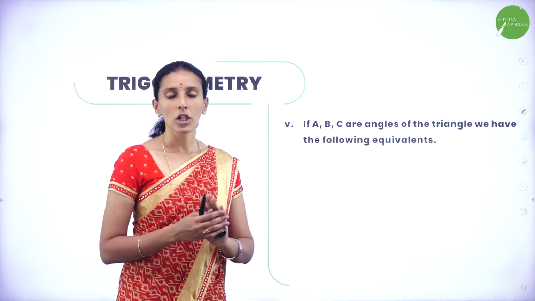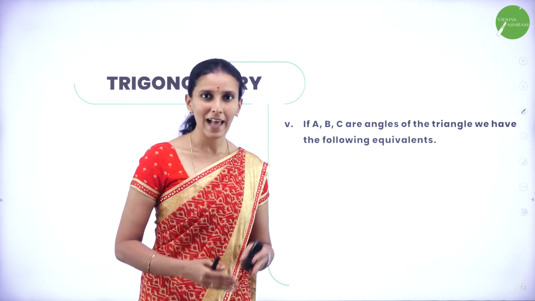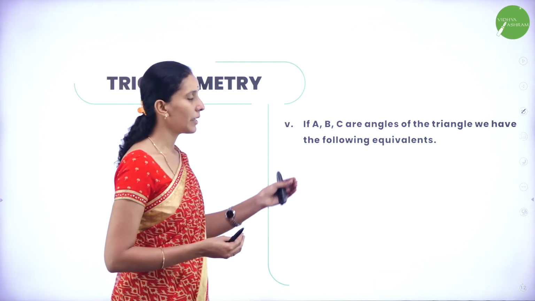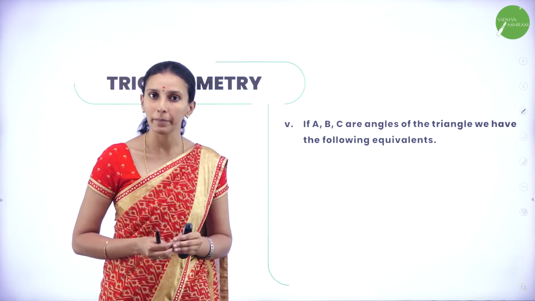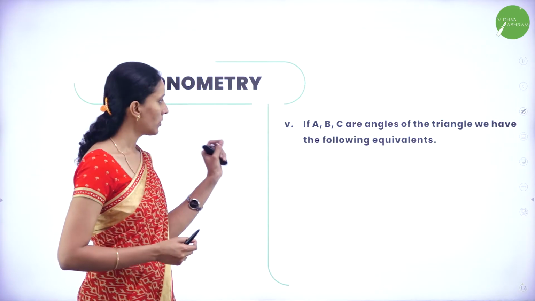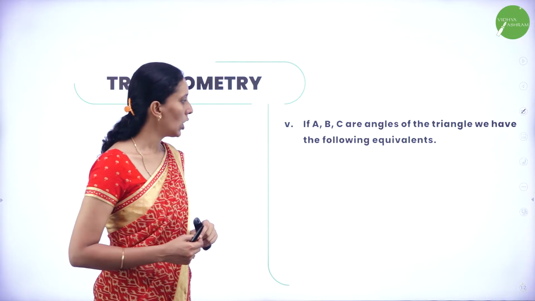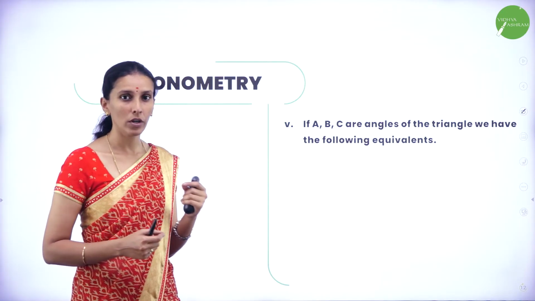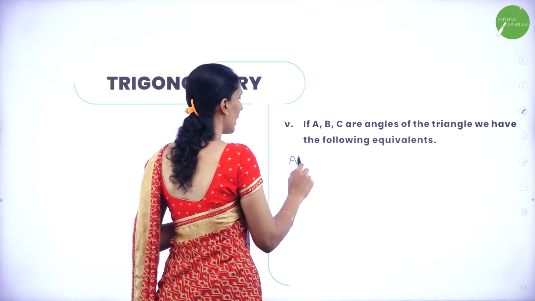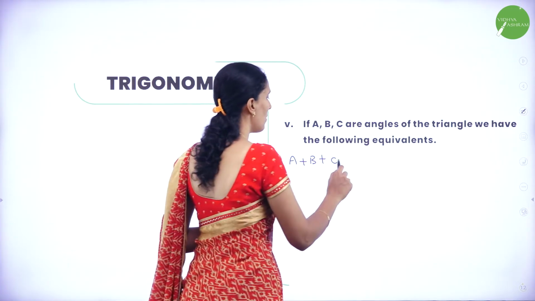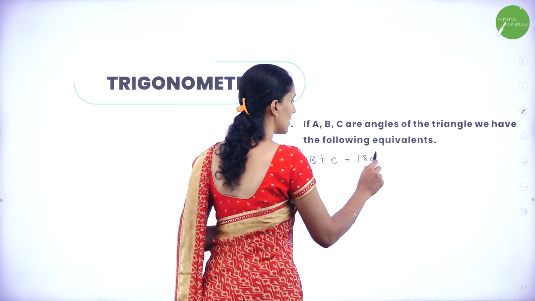Along with all those compound angles, multiple angles, submultiple angles and transformation formulas, we have certain important results which have to be remembered while solving problems. So the very important one here is, if A, B and C are angles of a triangle, we have the following equivalents. What are the equivalents? If A, B and C are the angles of a triangle, then the sum of the angles is 180 degrees.